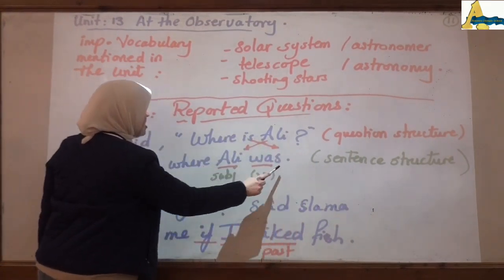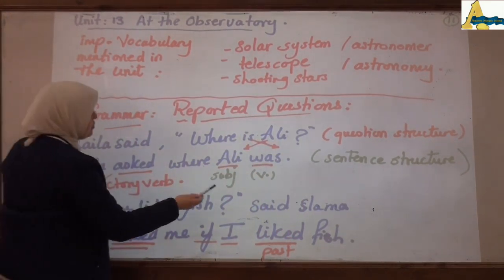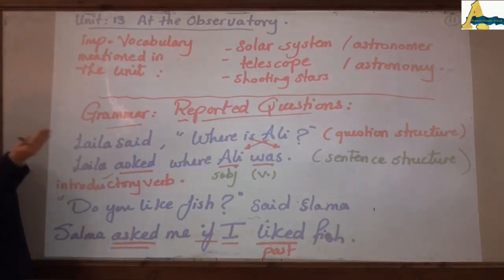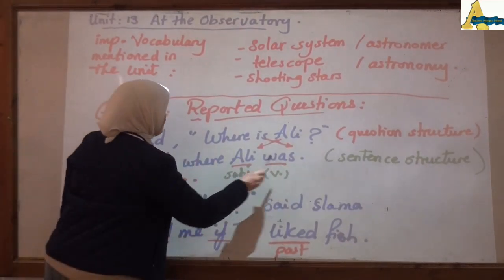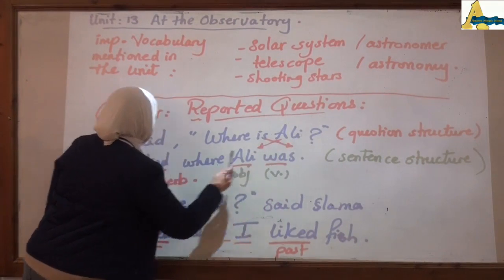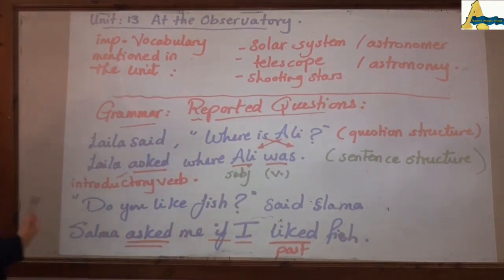If I'm going to change it into a reported question, I'm going to use the statement sentence structure, which means I'm going to use the subject, then the verb. Laila asked where Ali was. Remember, "was" here is used because the introductory verb is in the past, as I mentioned before.